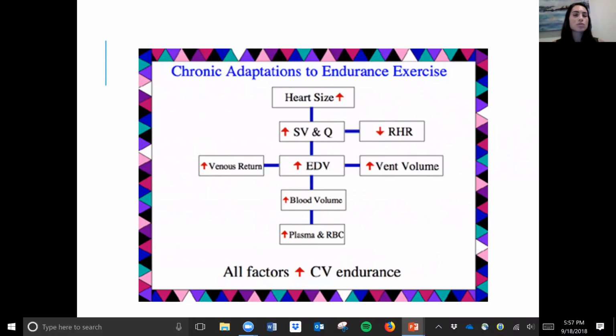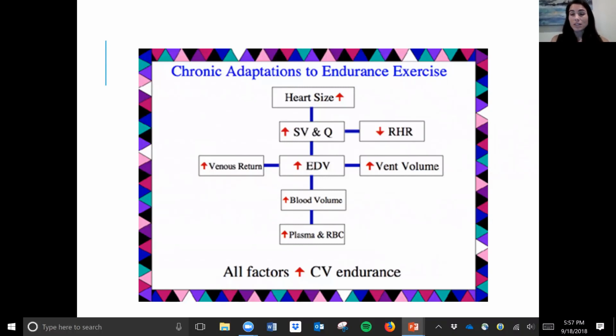We know that venous return is going to increase, and diastolic volume is going to increase. Blood volume is going to increase in plasma and red blood cells. So basically all of these things lead to improved cardiovascular endurance. All of these physiological markers need to happen, all these changes need to happen, in order for us to see an improvement in cardiovascular endurance.